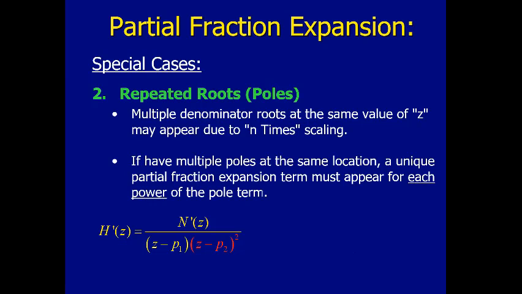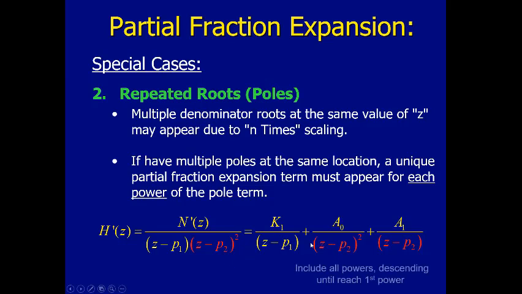That can come from a number of different sources. When it happens, like here where I have a squared pole term in the denominator, we need an individual term in the partial fraction expansion for every power of that pole down to the first order. So if I have a second order pole, I need a squared and a first order partial fraction term. If this was a cubed, I would have 3 of them. I'd have a z minus p cubed, a z minus p squared, and a z minus p to the first power. So we include all the powers individually, so there's one term for each power, all the way down to the first order term.